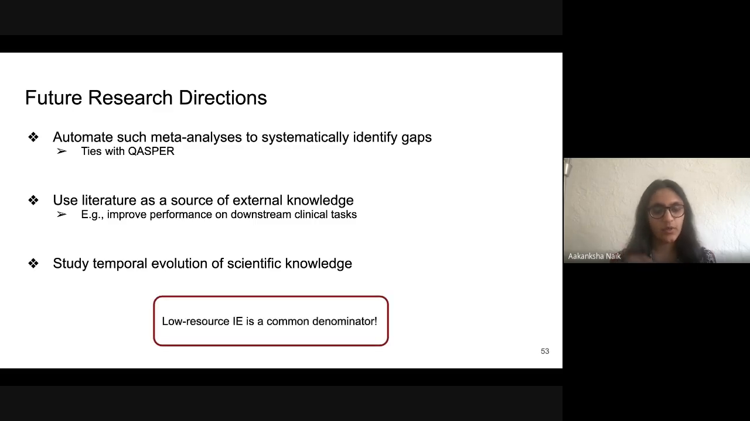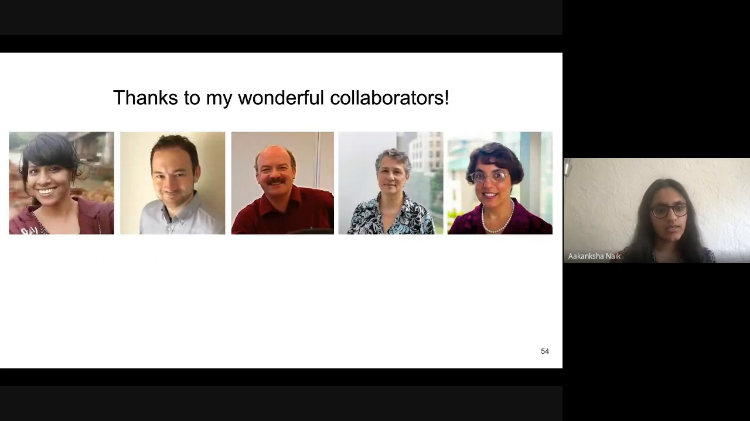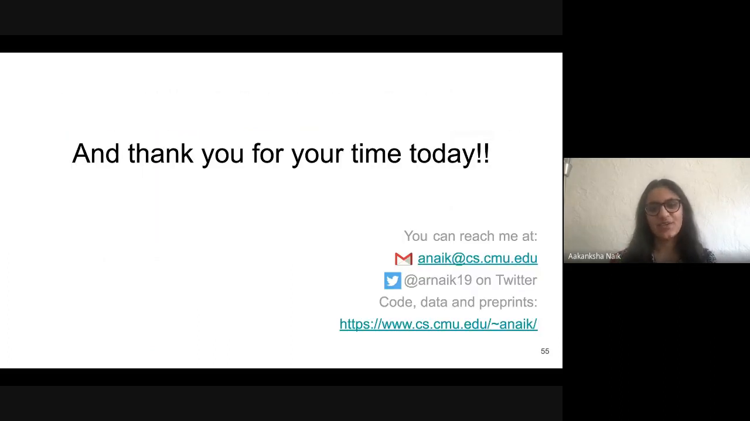But one common denominator that underlies all of these future research directions is low resource information extraction. And I think we need to develop much better capabilities for doing low resource IE if we want to reach a point where we are able to automate these kinds of processes with a measured amount of human effort required. So I think this is a common denominator, and that's why I've been focusing on it a good amount in my research. So yeah, thanks to all of my wonderful collaborators, and thank you all for your time today.